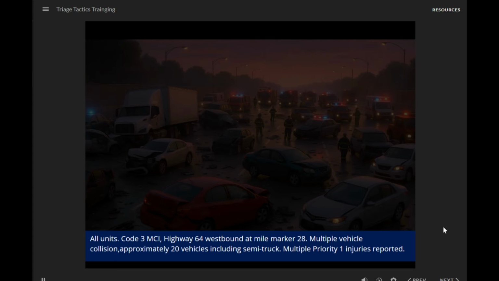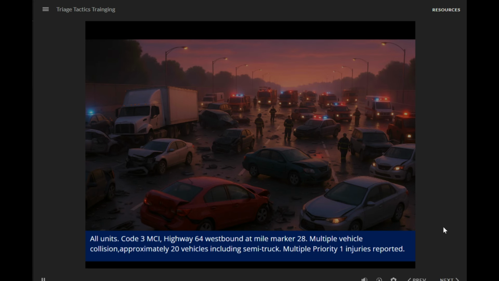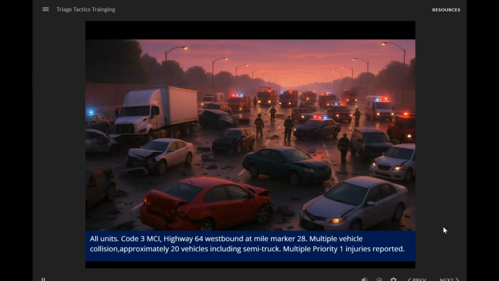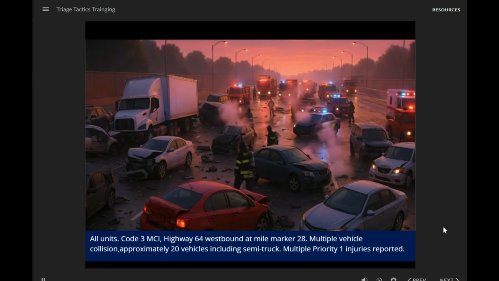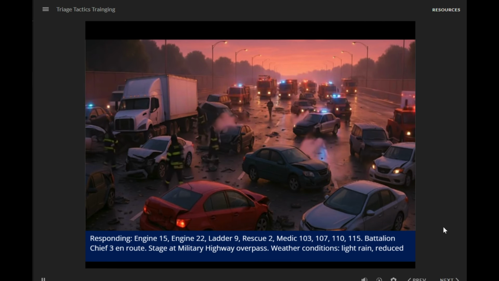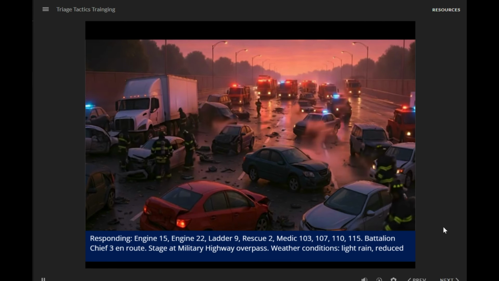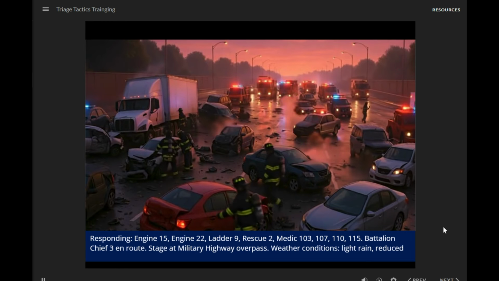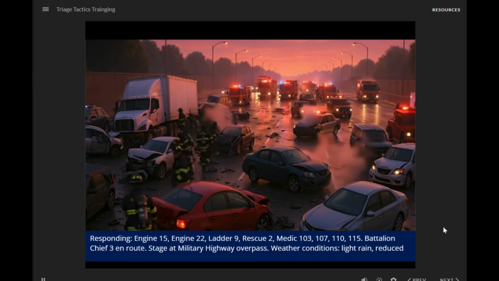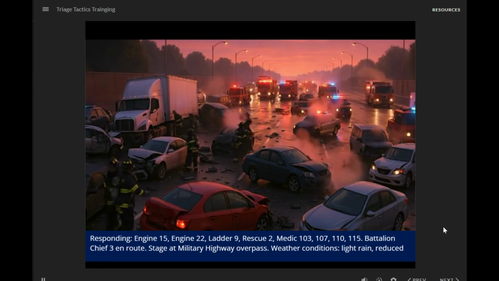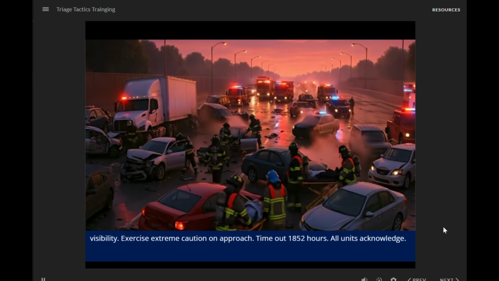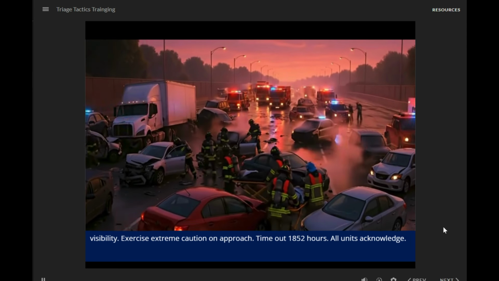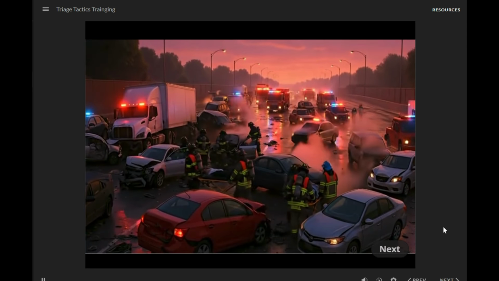All units, code 3 MCI, Highway 64 westbound at mile marker 28. Multiple vehicle collision, approximately 20 vehicles including semi-truck. Multiple priority 1 injuries reported. Responding, engine 15, engine 22, ladder 9, rescue 2, medic 103, 107, 110, 115, battalion chief 3 en route. Stage at military highway overpass. Weather conditions, light rain, reduced visibility. Exercise extreme caution on approach. Timeout 1852 hours. All units acknowledge.